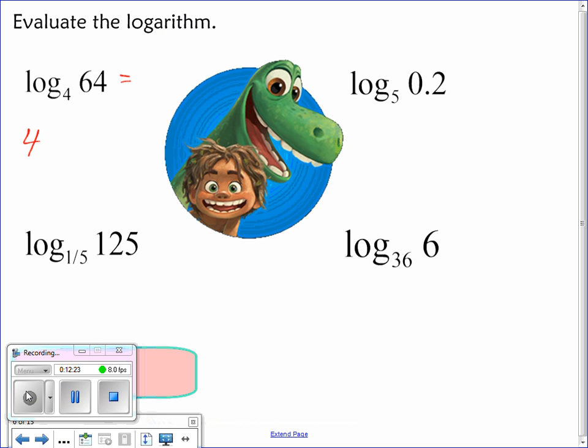Again, this is saying 4 to what power equals 64? I heard 3 and I heard 4. 4 times 4 times 4.